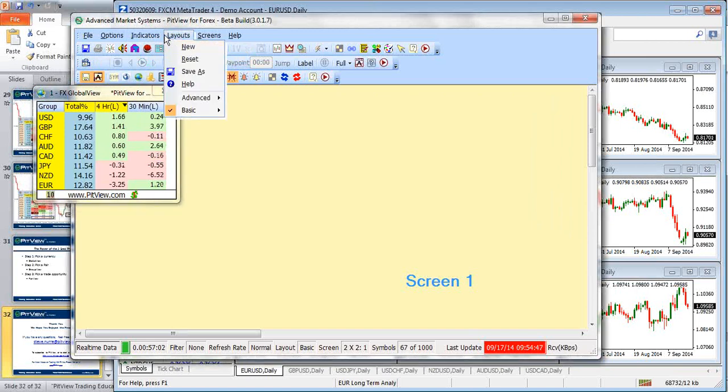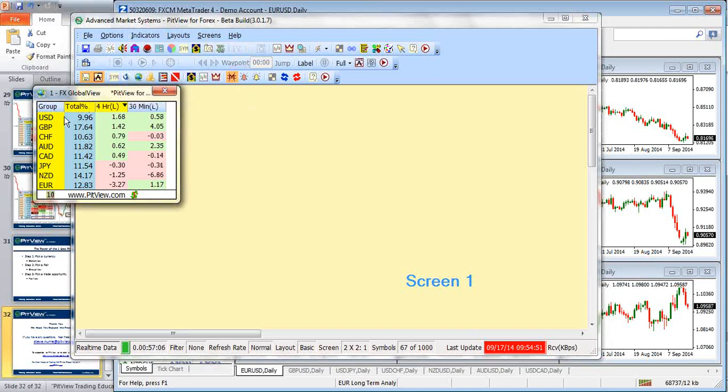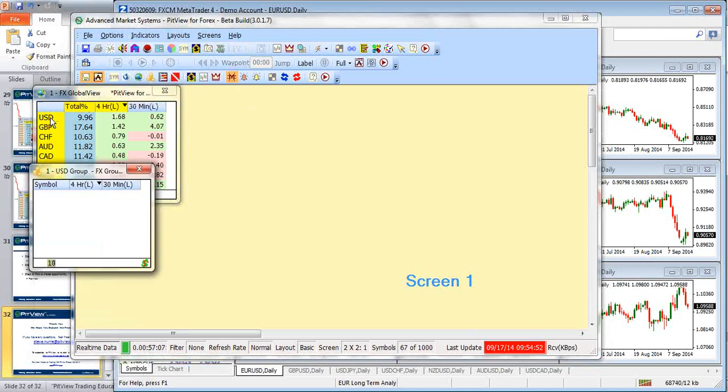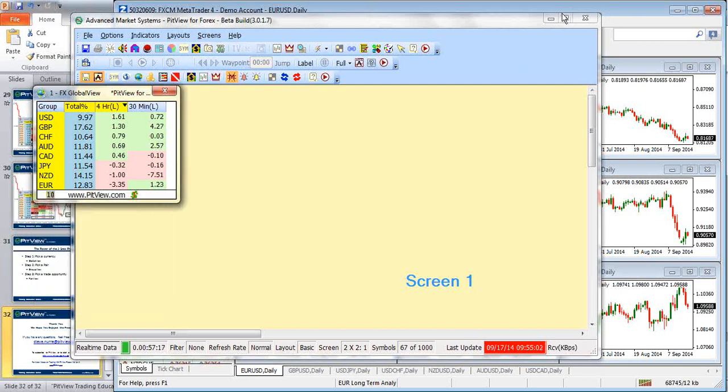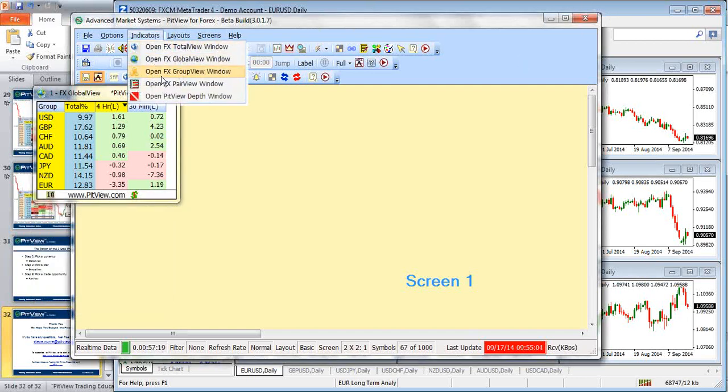Under layouts, indicators, once you have GlobalView up, you can really just double click. Let me show you how it works. You can pull up the individual indicators up in here. You see GlobalView, GroupView, and PairView right up in here.